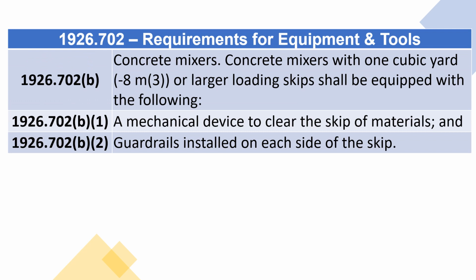1926.702(b), Concrete mixers. Concrete mixers with 1 cubic yard (.8 m³) or larger loading skips shall be equipped with the following: (b)(1) and (b)(2), a mechanical device to clear the skip of materials, and guardrails installed on each side of the skip.